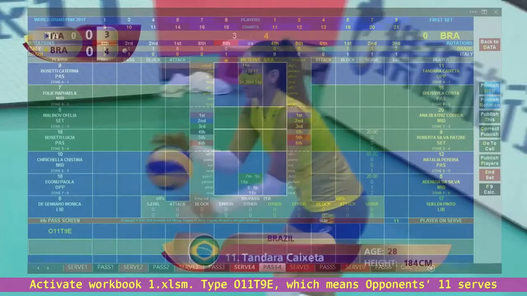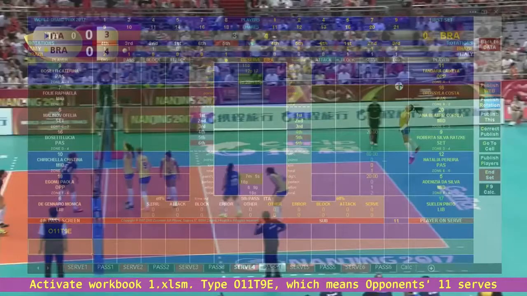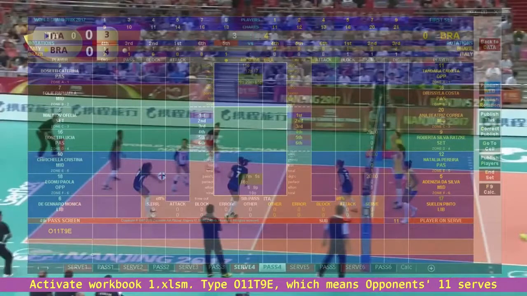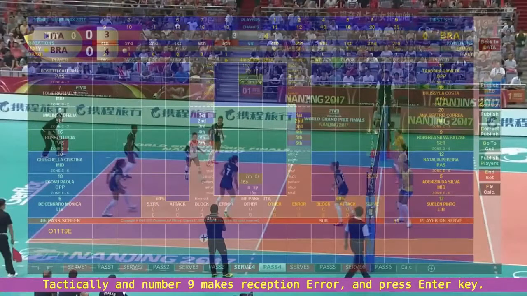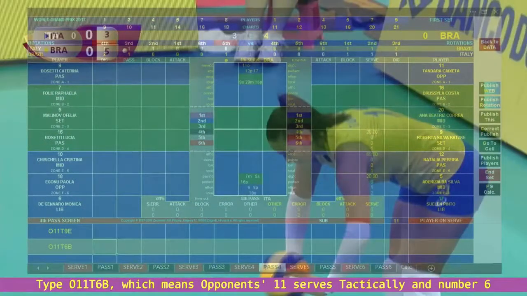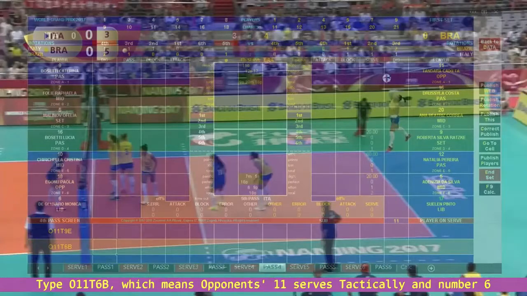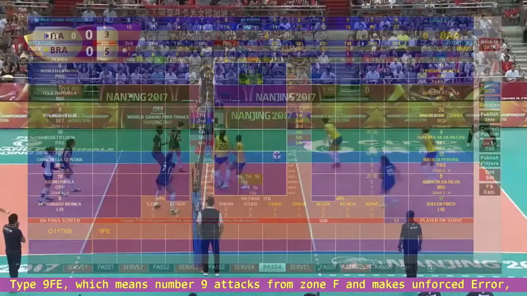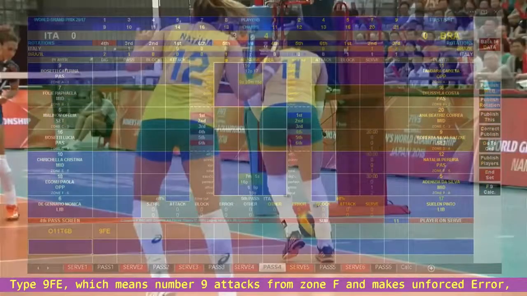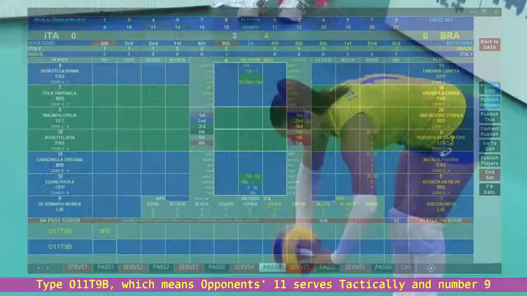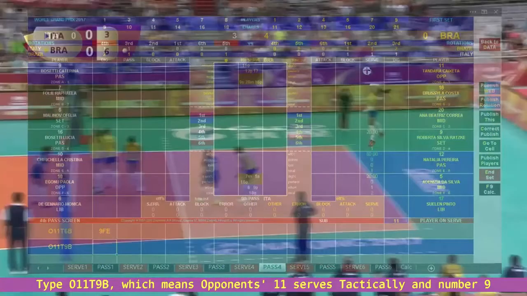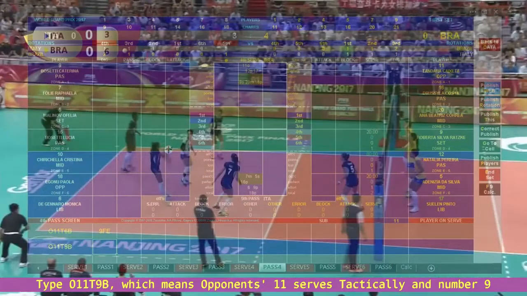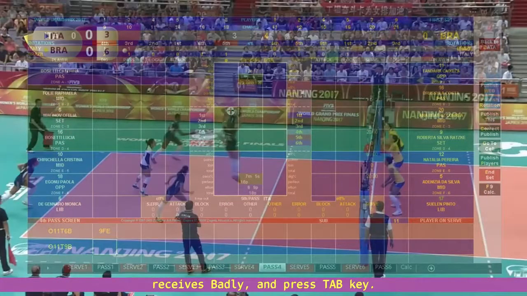Activate Workbook 1.xlsm. Type 011T9E, which means opponent's 11 serves tactically and number 9 makes reception error, and press Enter key. Type 011T6B, which means opponent's 11 serves tactically and number 6 receives badly, and press Tab key. Type 9FE, which means number 9 attacks from zone F and makes unforced error, and press Enter key.